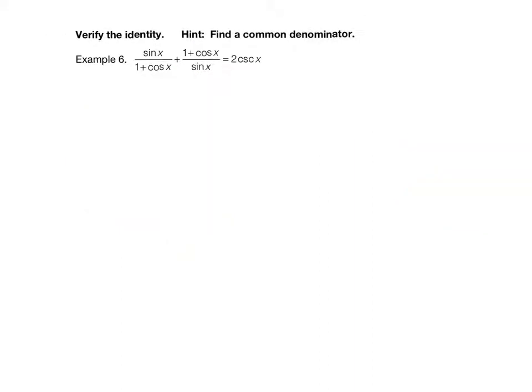On example 6, the left side is just not very fun looking. So I have 2 fractions, not common denominators. In the first fraction, I have an expression that has addition in it, but the right-hand side is going to be our goal, because that is definitely the simpler side. So I'm going to work this 2 ways.